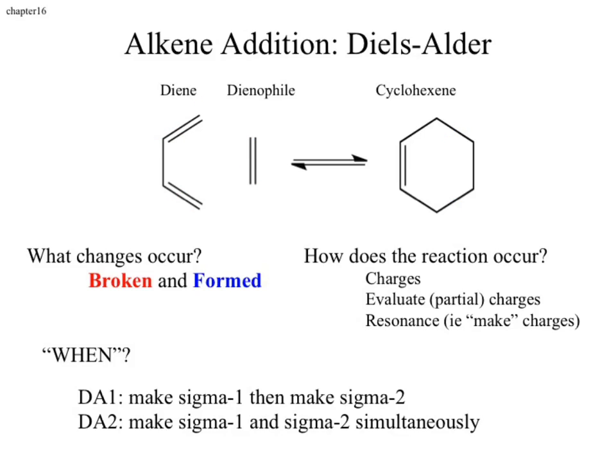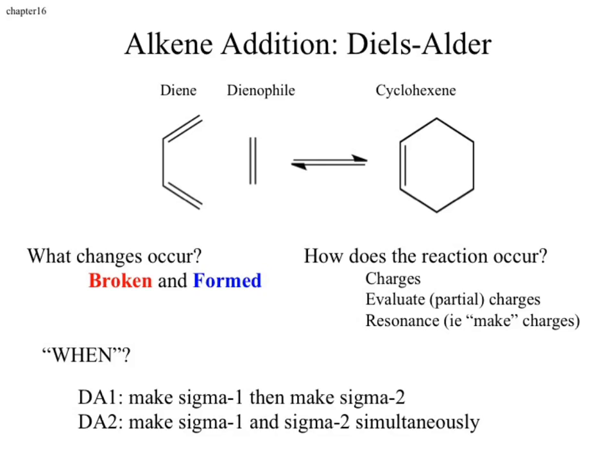That when is what I'm labeling as DA1 versus DA2. DA for Diels-Alder of type 1, not unimolecular, just type 1, and Diels-Alder type 2. In the Diels-Alder type 1, we're going to make the first sigma bond, and then we'll make the second. In DA2, we'll make both sigma bonds at the exact same instant. We should see parallels.